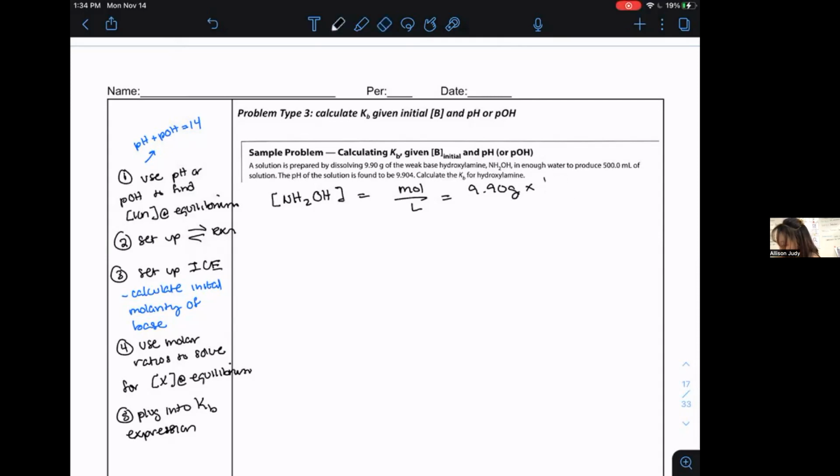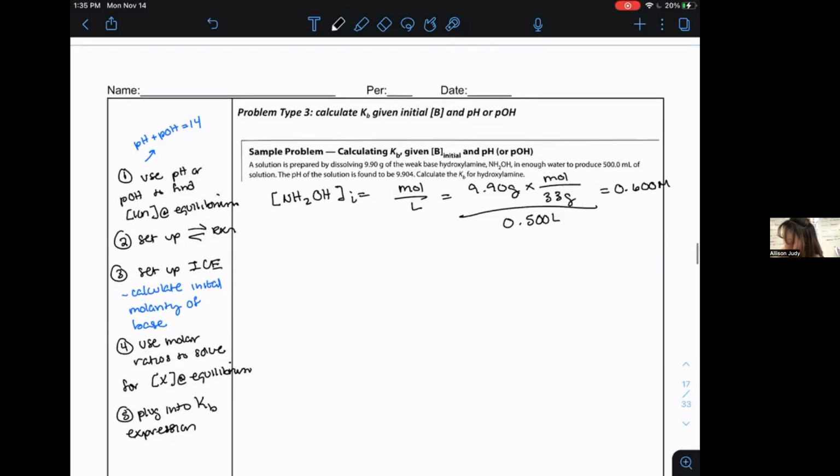So that's one mole per 33 grams. And then you're going to divide all of this by the liter value of 0.500 liters because you diluted it into a sample of 500 milliliters. And that's going to give you a concentration equal to 0.600 molarity. So you have your initial now. This is initial, using the subscript. Then you're given your pH at equilibrium. The pH of the solution is at equilibrium.